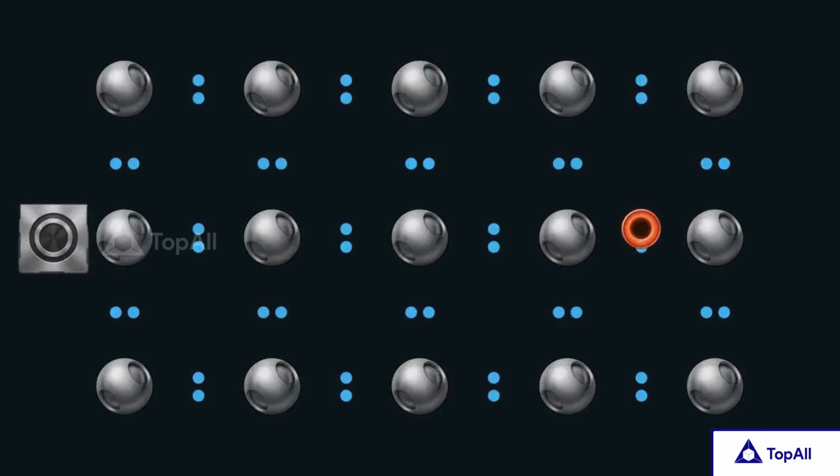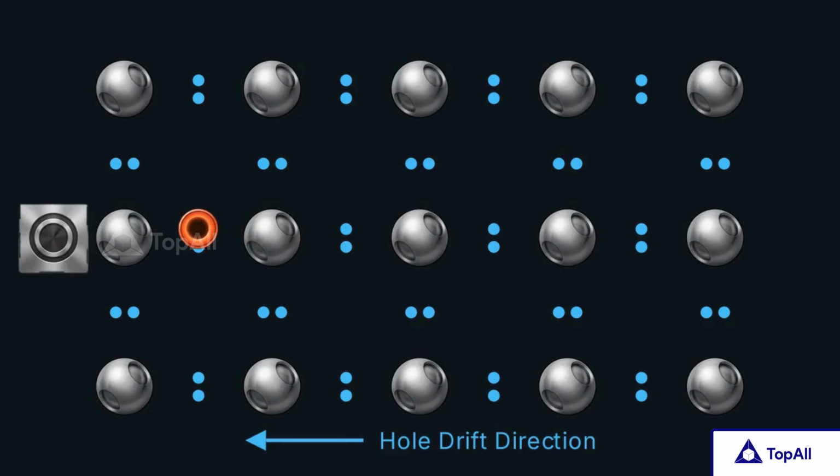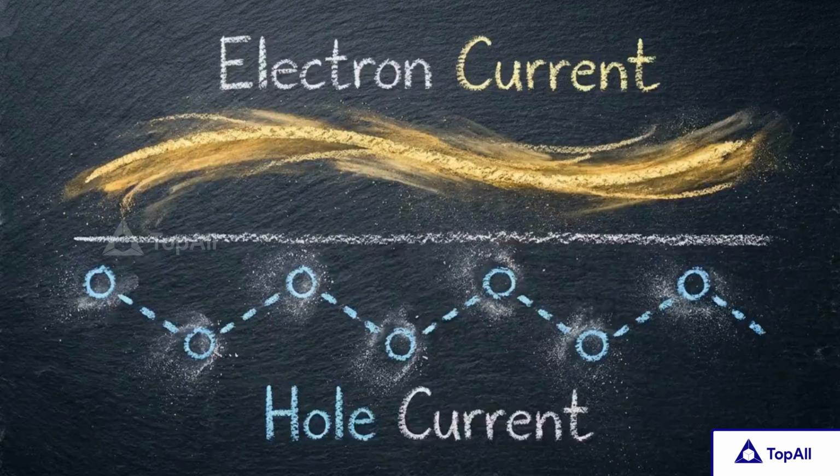A chain reaction occurs. A bound electron in an adjacent bond jumps over to fill the hole at site 1. A new vacancy instantly appears where the electron vacated. Though individual electrons move tiny distances, the hole continuously drifts towards the negative potential. This distinguishes the hole current from the electron current.